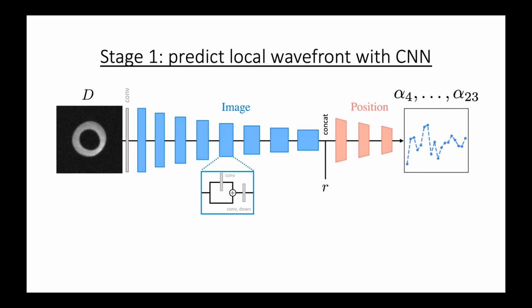we generate over 600,000 simulated donut images, and we have a neural network that takes a donut image D in its position R and predicts these 18 local wavefront coefficients. So the first part of the network encodes these 256 by 256 pixel images into a 1024 length vector. Then we add in the position, and then the final few dense layers take us to the local coefficients.